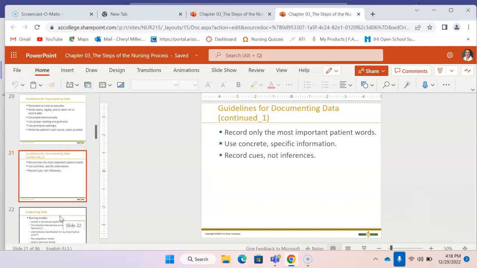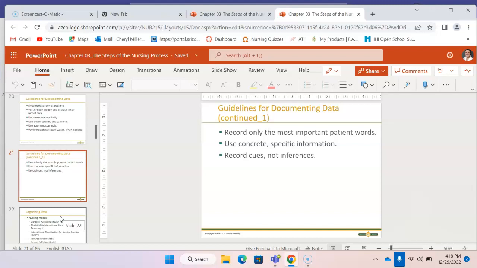Record only the most important patient words. You can use quotations around those important words. Use concrete, specific information. Record cues, not inferences. Cues are things observed. Inferences are assumptions.